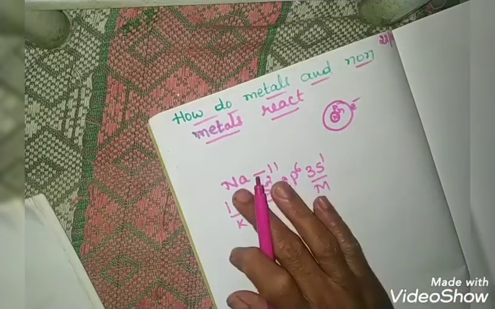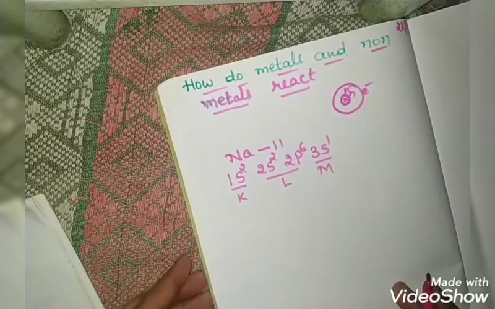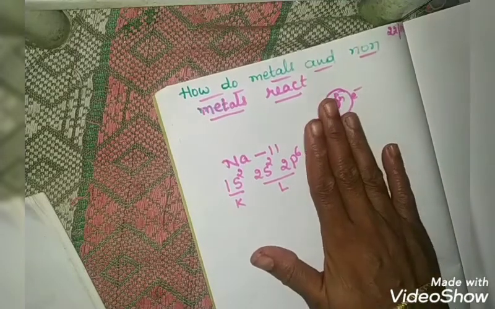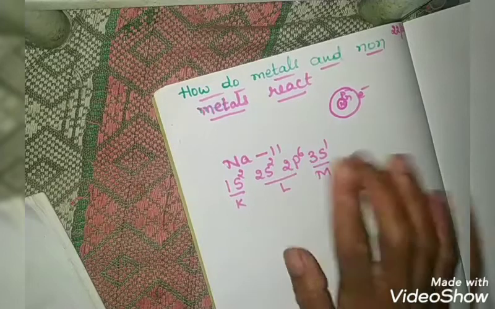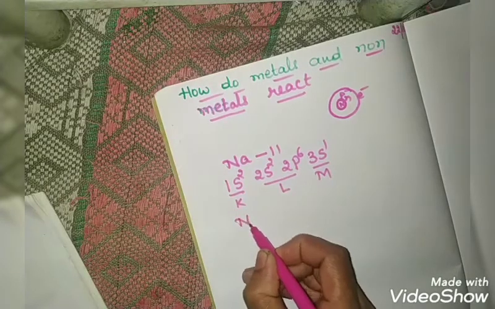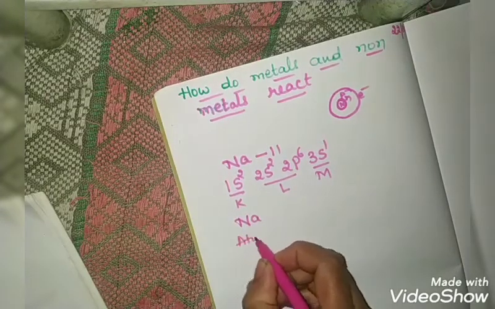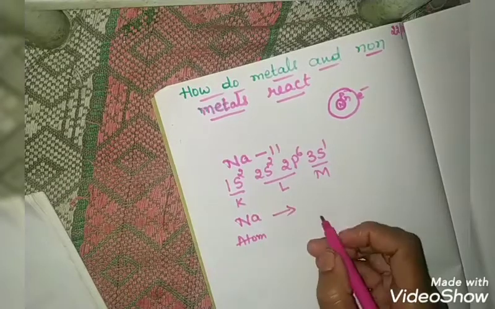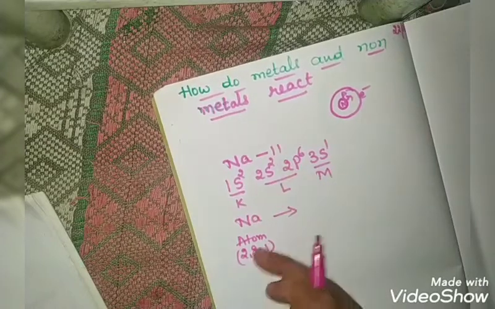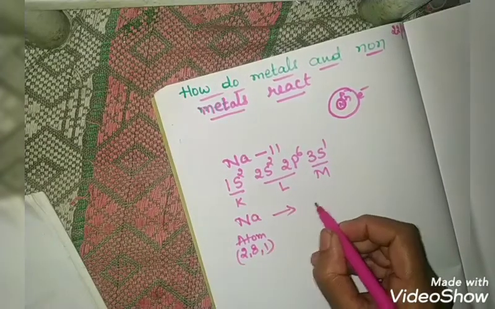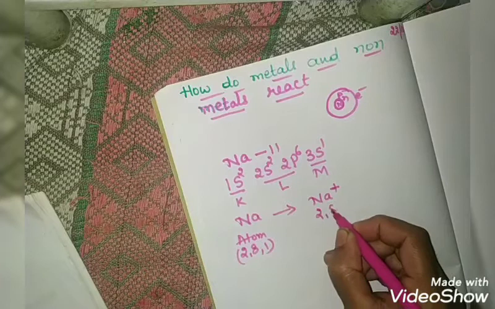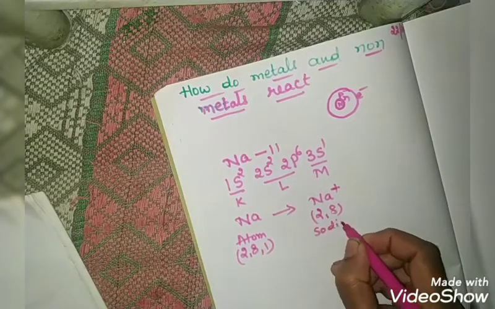So sodium becomes the donor of electrons. It gives up electrons so that it can become an octet. When it loses 1 electron, it becomes octet structured. Understood, no? Sodium as an atom, in the atomic state, has configuration 2, 8, 1: K shell 2, L shell 8, M shell 1. It loses one electron. When it loses one electron, always remember children, it becomes a sodium cation.